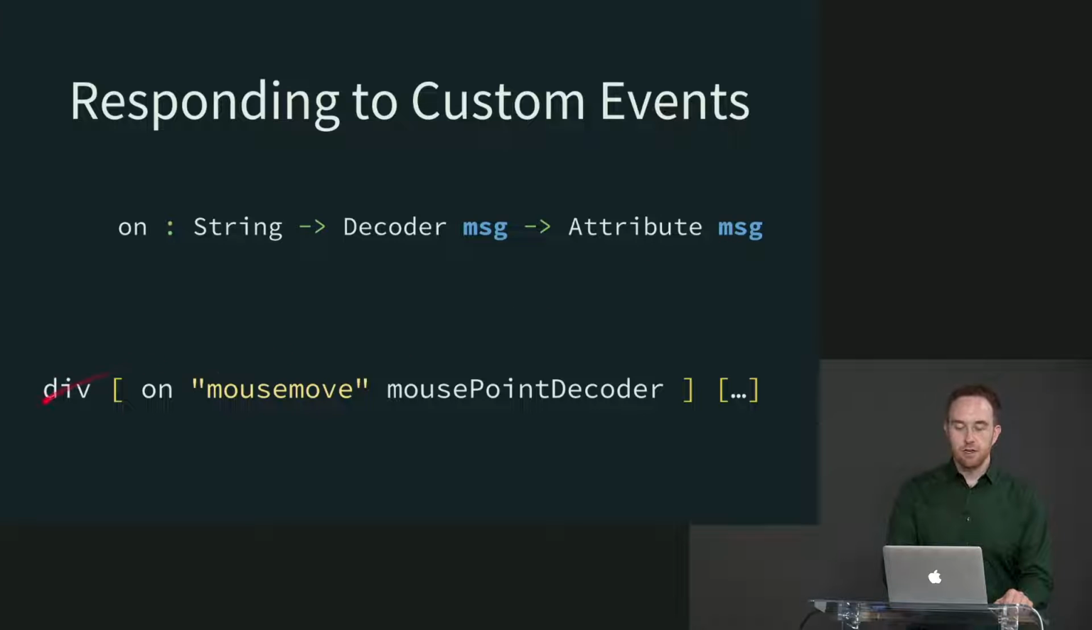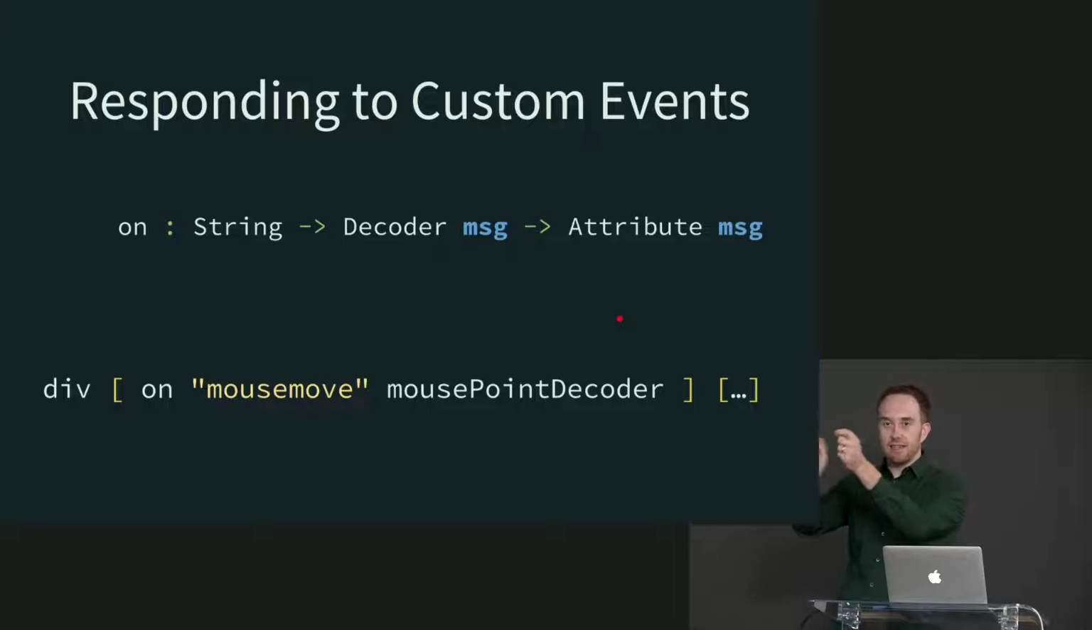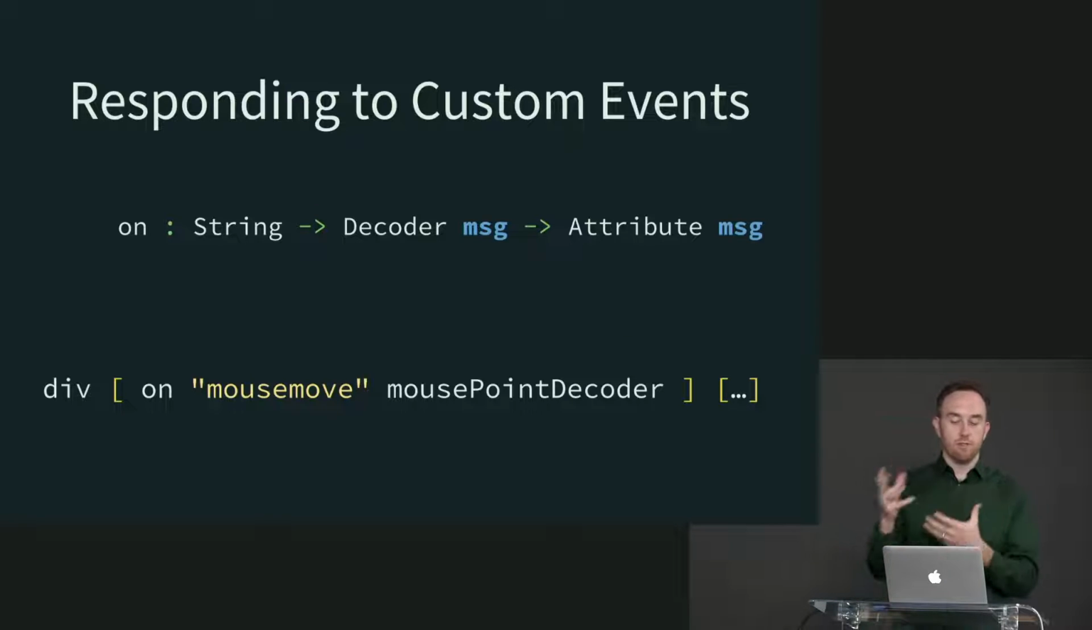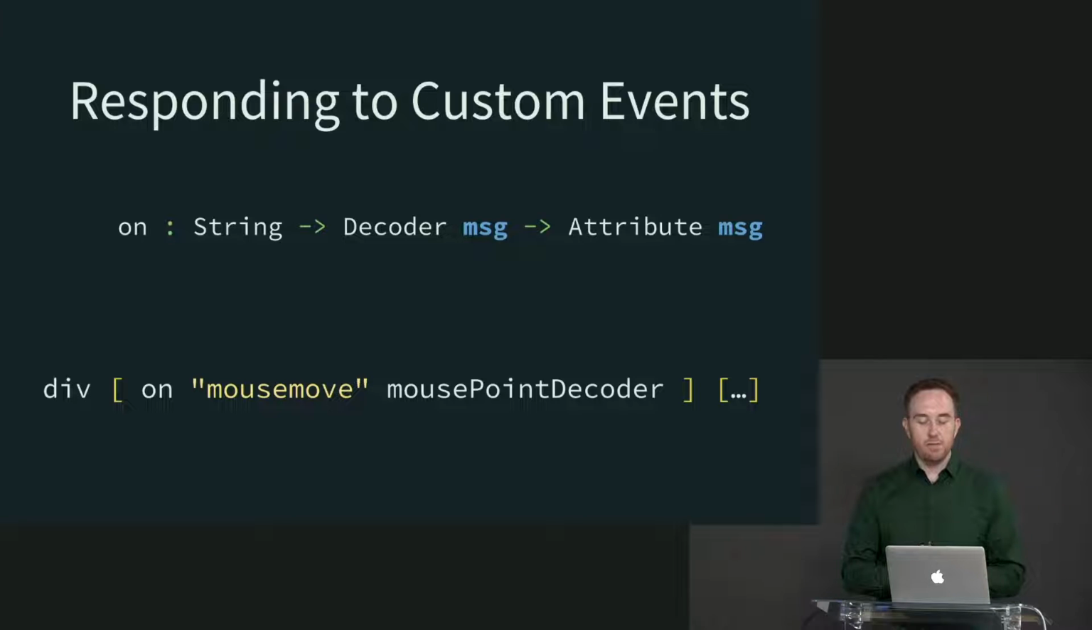So as an example, I might say I'm going to make a div, I'm going to say on mouse move, and then I'm going to give a custom mouse point decoder, which is going to look into the event object and get the XY coordinates of the mouse, and maybe I'll display them on the screen, maybe I'll use them for some animation, who knows. Could use it for any purpose I want. But this is a very flexible way to do that. This is a nice API for that.